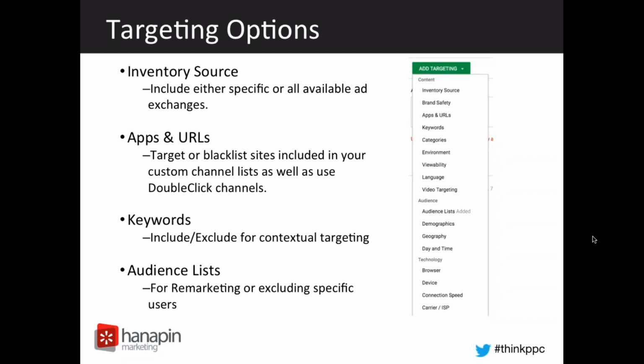So inventory source, you can include either specific or all available ad exchanges. What we did was we just targeted all available ad exchanges, and then you can pull reports after you run your ads for a little bit, and then you can see how they perform, and then you can change targeting afterwards. Apps and URLs, again, you can either target or blacklist sites included in your custom channel lists, as well as use the DoubleClick channels that are already provided.